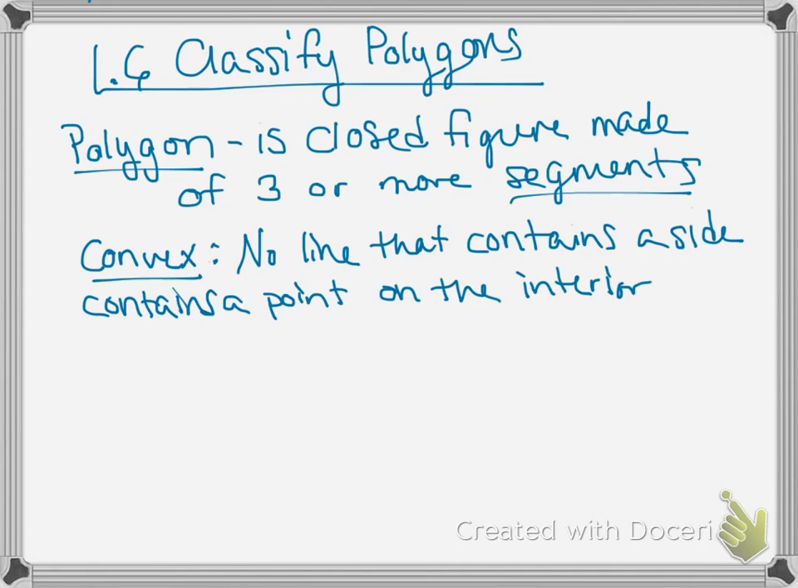All right, so what this basically means is if I have a shape, and let me use my lines here, okay? So something like this. All right, if I were to draw a line through any of my sides, like this one, it goes through the interior of my shape right here. So this is a concave, not a convex, okay?